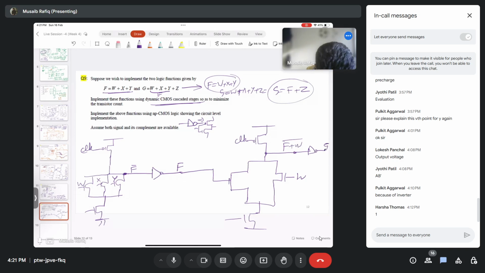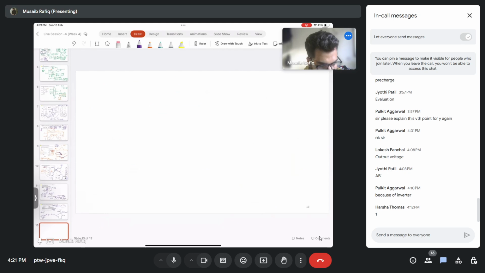Right. Now implement this thing using NP logic style. That is your NORA logic, NP domino logic, and NORA, where NORA stands for no race. Now we need to implement it using NORA logic style. So we'll have this thing first. This will be clock, same as we did earlier.